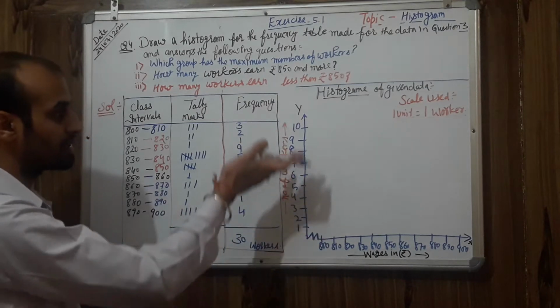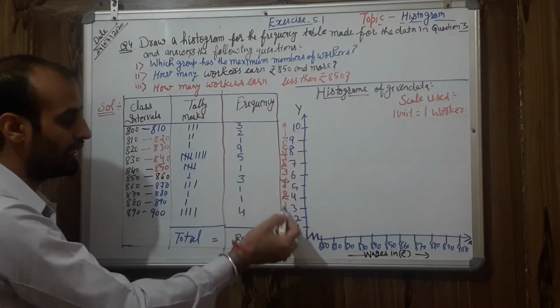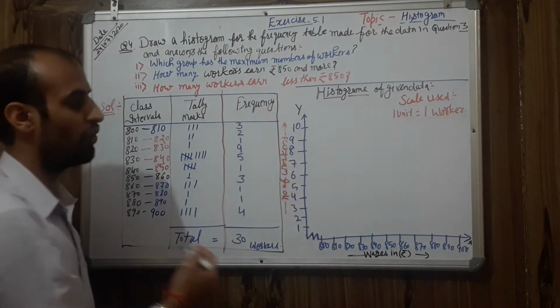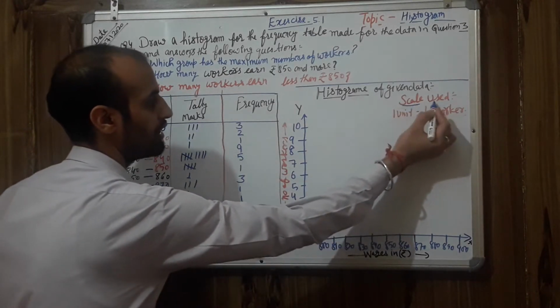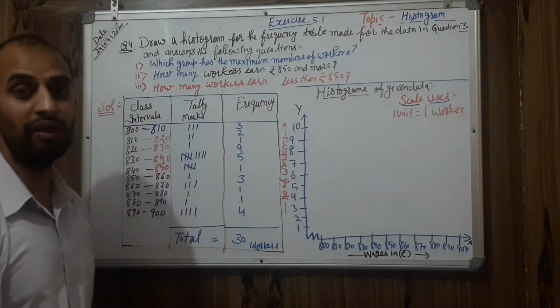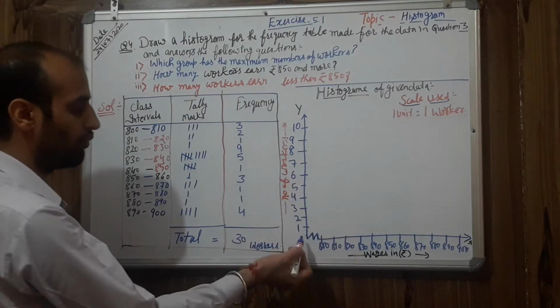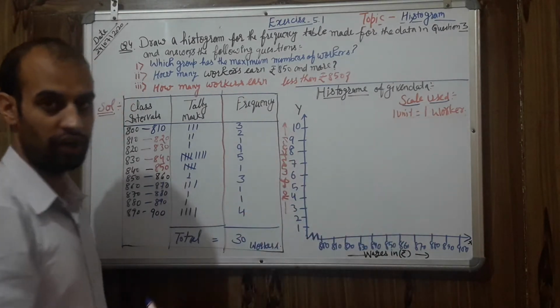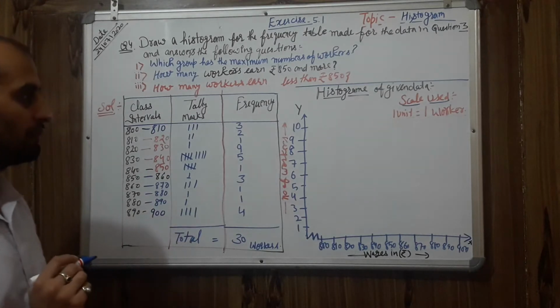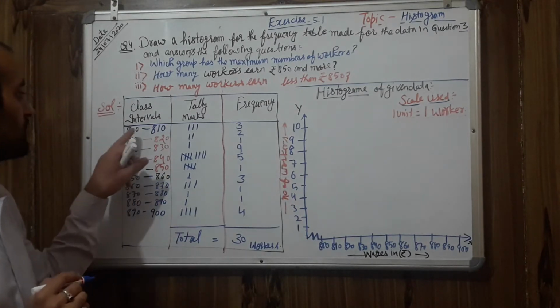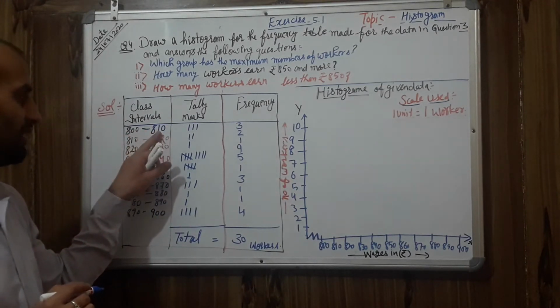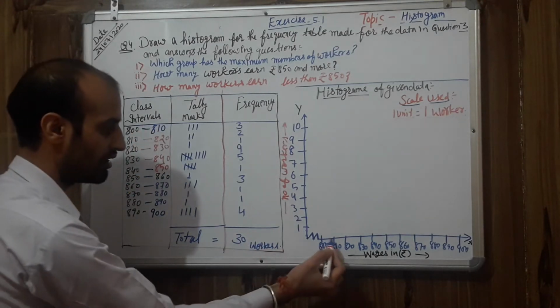Along the y-axis we need to write the number of workers. And one most important thing: you need to write what scale is used, that means how many columns you have selected equal to how many persons. Here I have selected one column equal to one worker. So let's see the first one. The first task is to check 800 to 810. See here, it is 800, it is 810.